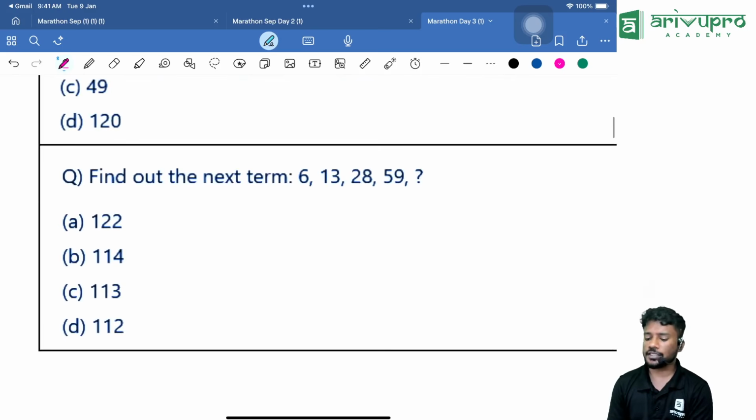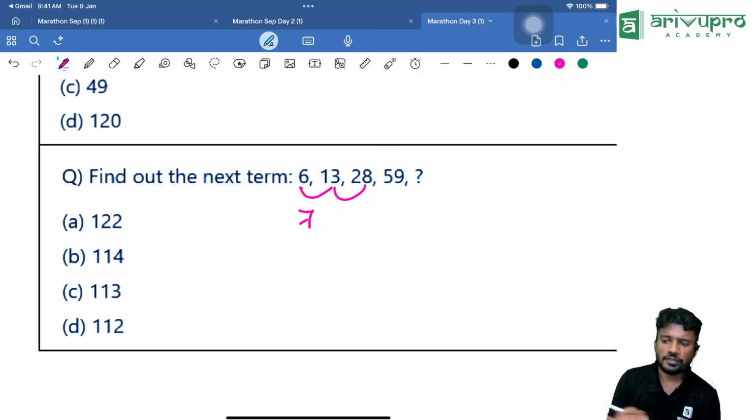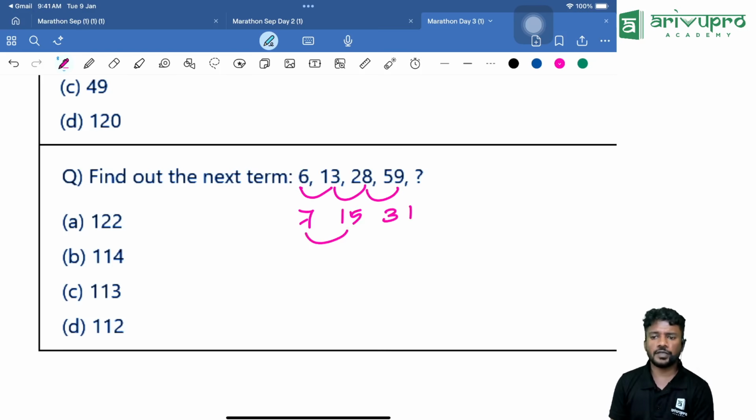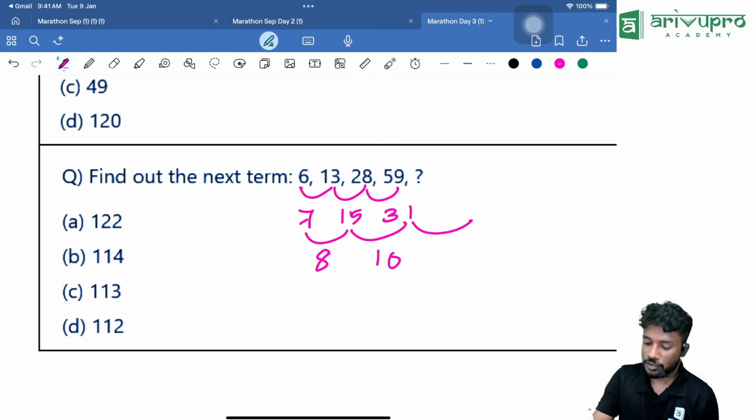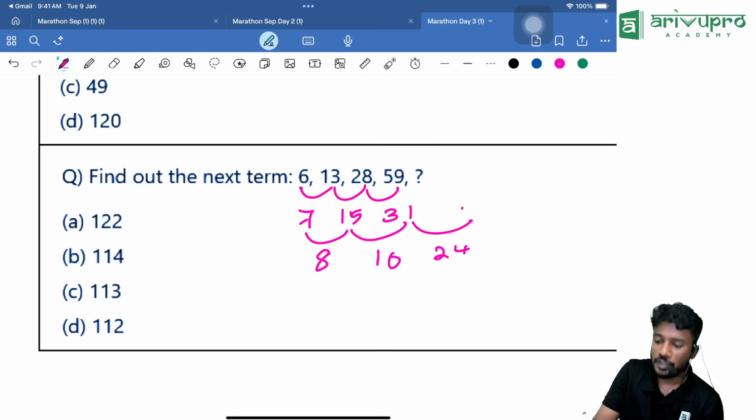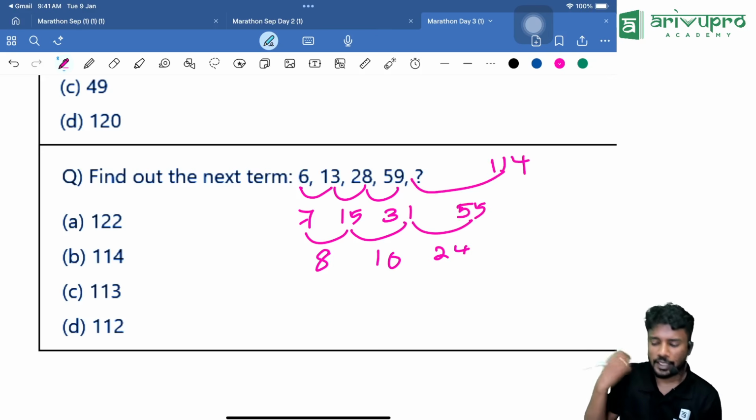Now, find out the next term from this. I'll give you a tip. Whenever there is a small increment, some type of summation is happening. Now, check the difference between them. 7. Next is 15. Next is 31. Now, what is the difference between them? 8. This is 16. Next should be 24. We will check. If it is 24, this will become 55. 55 plus 59 is 114. 114 can be the answer.